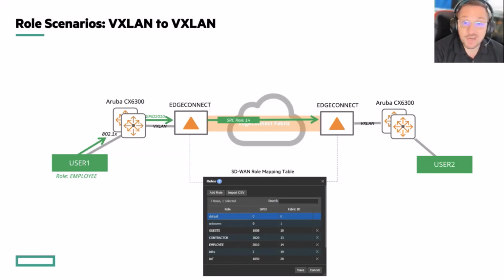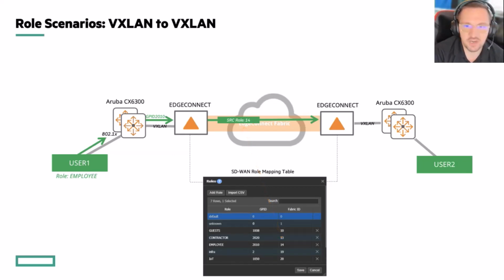So that means the EdgeConnect is going to receive an Ethernet frame with a header on it that has GPID 2010 in it. The EdgeConnect will look in this role mapping table and say, GPID 2010, right here, that's the employee role, and that maps to fabric role, this is our normalized fabric role, 14. So the EdgeConnect will put that encoded role information, the source role 14, in the tunnel packet itself, in the actual header of the tunnel packet.